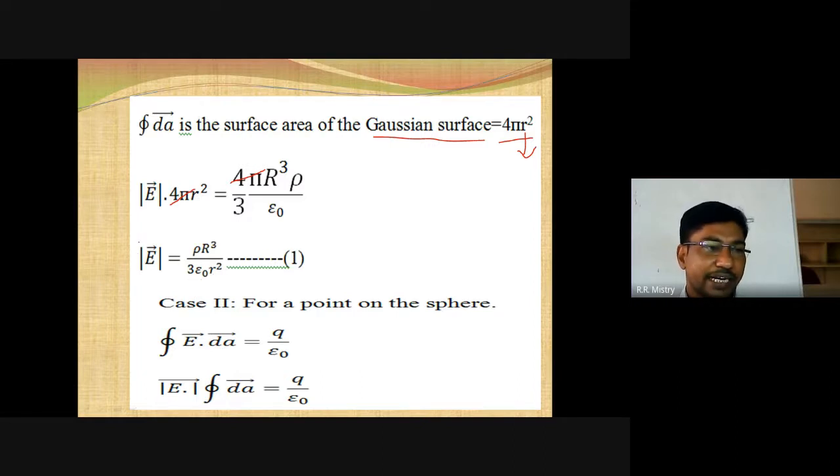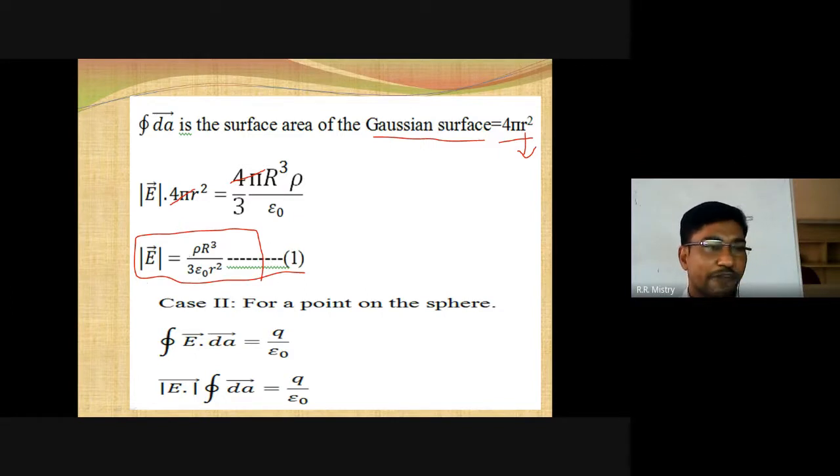This is the magnitude of the electric field at a distance small r from the center of the charged sphere. This much electric intensity you have to calculate, or this is the formula.